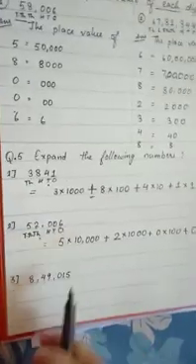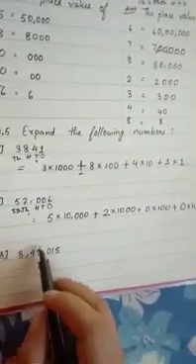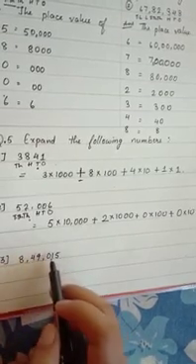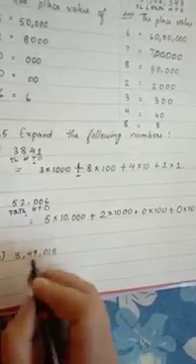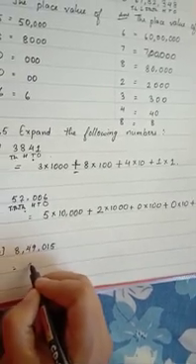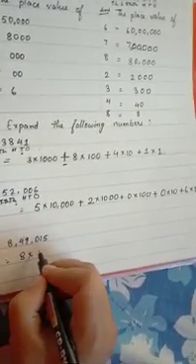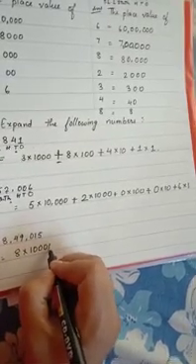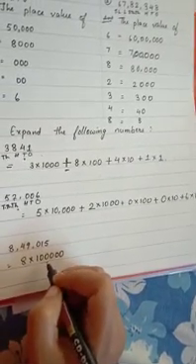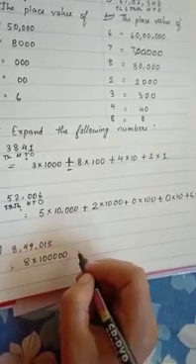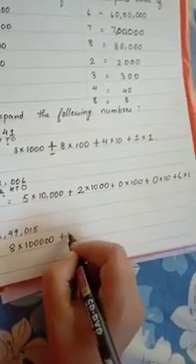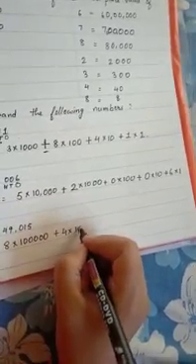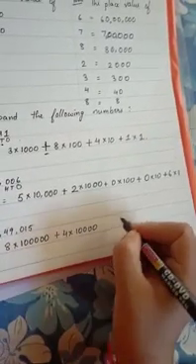Now the next, or the last, question is 8,49,015. So I will write it here. 8 lakh, which means having 5 zeros. So this will make 8 lakh. Then plus 4, then how many zeros? 1, 2, 3 and 4, so that is 40,000.